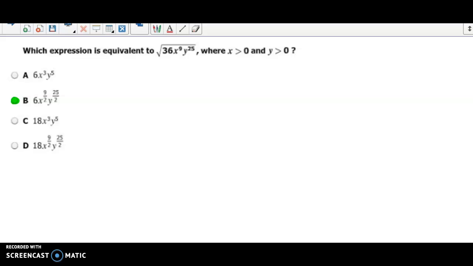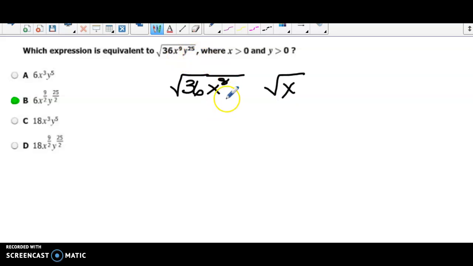For problem number 10, we look at this one, we want to know what's equivalent. So we're going to work this one out. Again, we're going to separate it by parts. My index here is a 2, so I can find the square root of 36, so that's good. I'm going to leave that like it is. My x, I can't do x to the 9th, so I'm going to do x to the 8th, and I'm going to have an x left over here. 25, I can't do that, so I'm going to do 24, and I'm going to do a y over here.